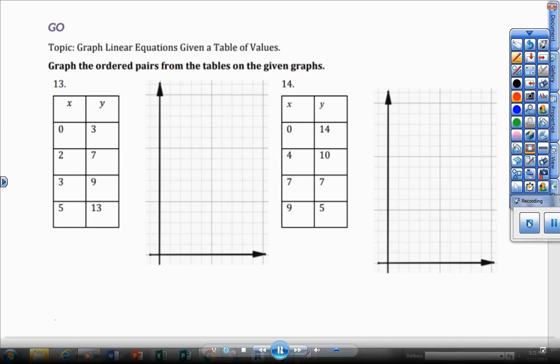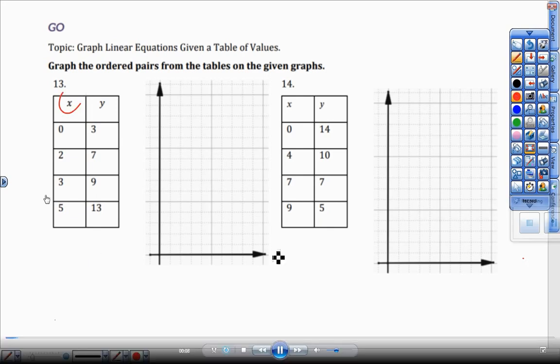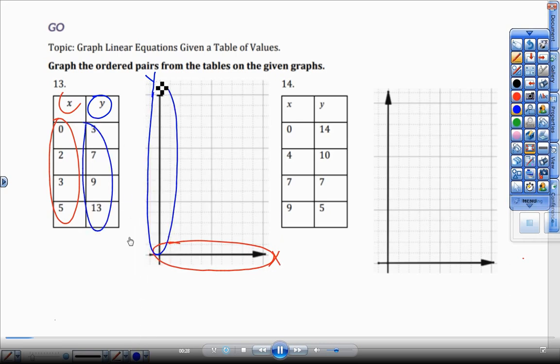For these, we want you to graph ordered pairs and then see how they relate to these equations we've been talking about. So again, x-axis is the horizontal axis. The y-axis is the up and down, way up high axis. These x-axis numbers will be written down here on the x-axis, y-axis numbers written up here on the y-axis.